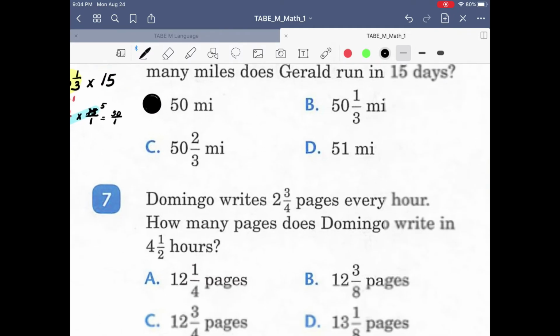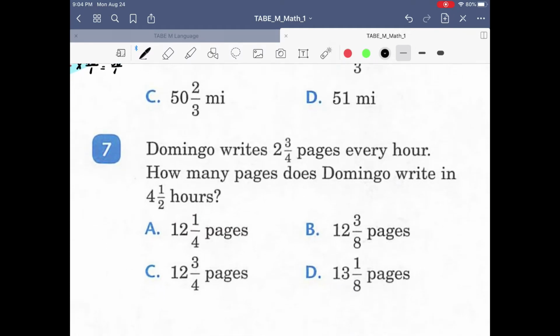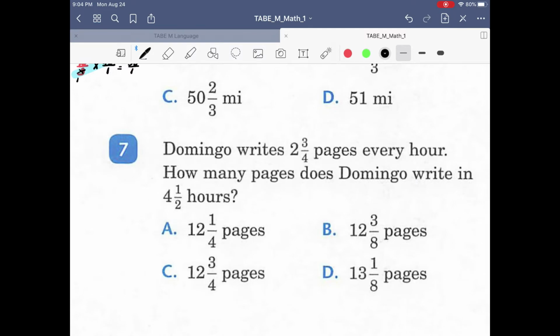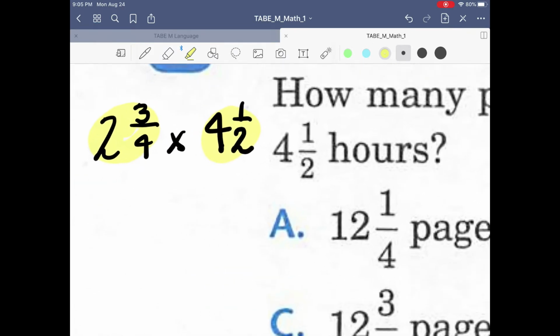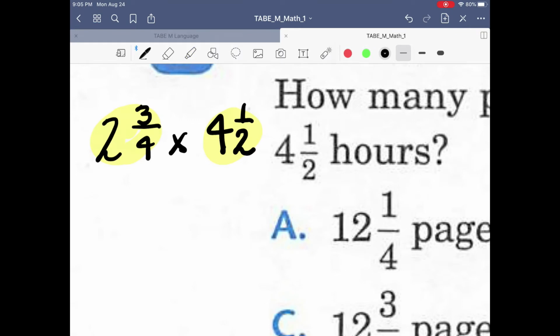Number 10. Domingo writes 2 3/4 pages every hour. How many pages does Domingo write in 4.5 hours? So we have 2 3/4 times 4.5. So I'm going to need to convert both of those to their improper forms. Let me zoom in there so you can see it.